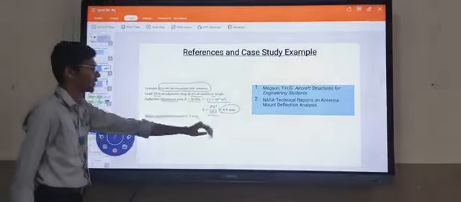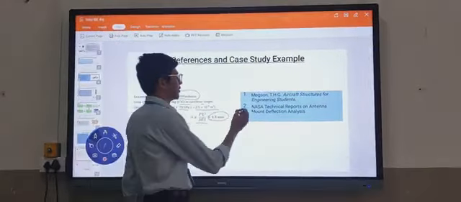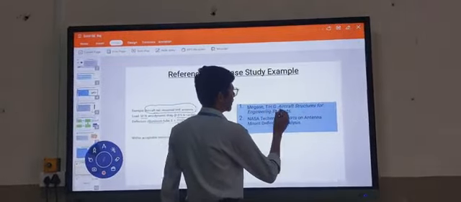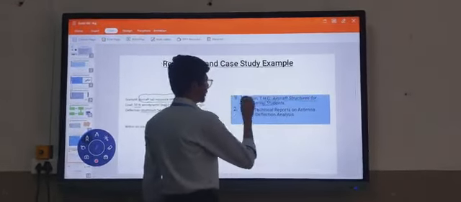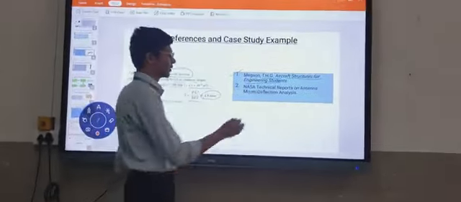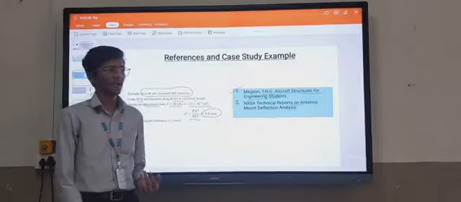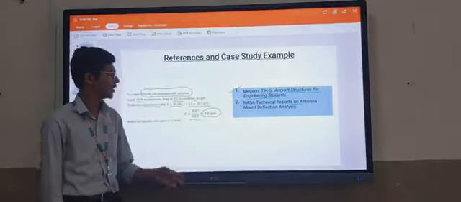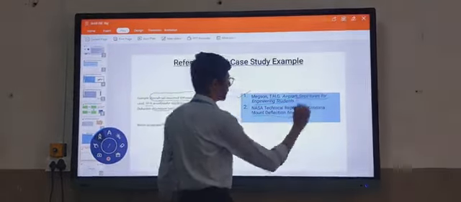This is the total deflection. The case study is a reference to aircraft structures for engineering students. It is made for engineering students, and I took reports from previous years of NASA technology reports, and then I did this analysis of the mounting deflection of antennas.